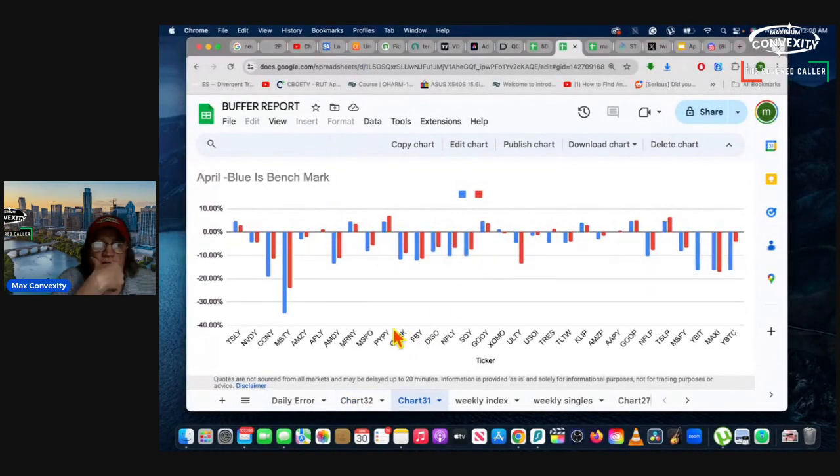All right, so let's look at this one a little. We have a lot of good performance. Remember, blue's the benchmark. So we have tons of buffering going on. Even though Misty and Coney are down, they're buffering. They're doing a good job. Not so much on NVIDIA, but it's a good fund. It just didn't have a great April and did not exhibit a lot of buffer for some reason. But luckily, Coney and Misty did.